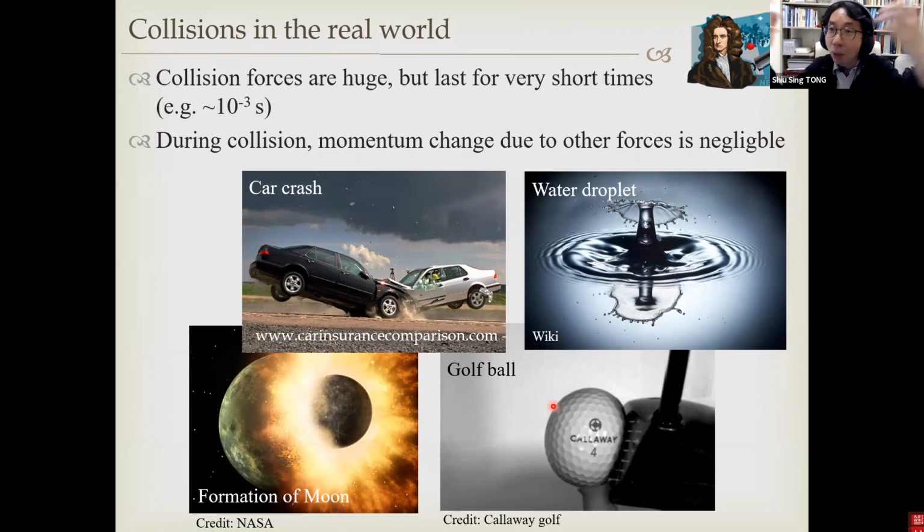For example, it dominates over gravity. In a very brief moment of, say, a 1,000th of a second, the collision force is so large, it's much larger than the force of gravity. It's much larger than the own weight. So within the collision time, all the other forces could be neglected. You only concentrate on the very large collision force. That is a property of collision.